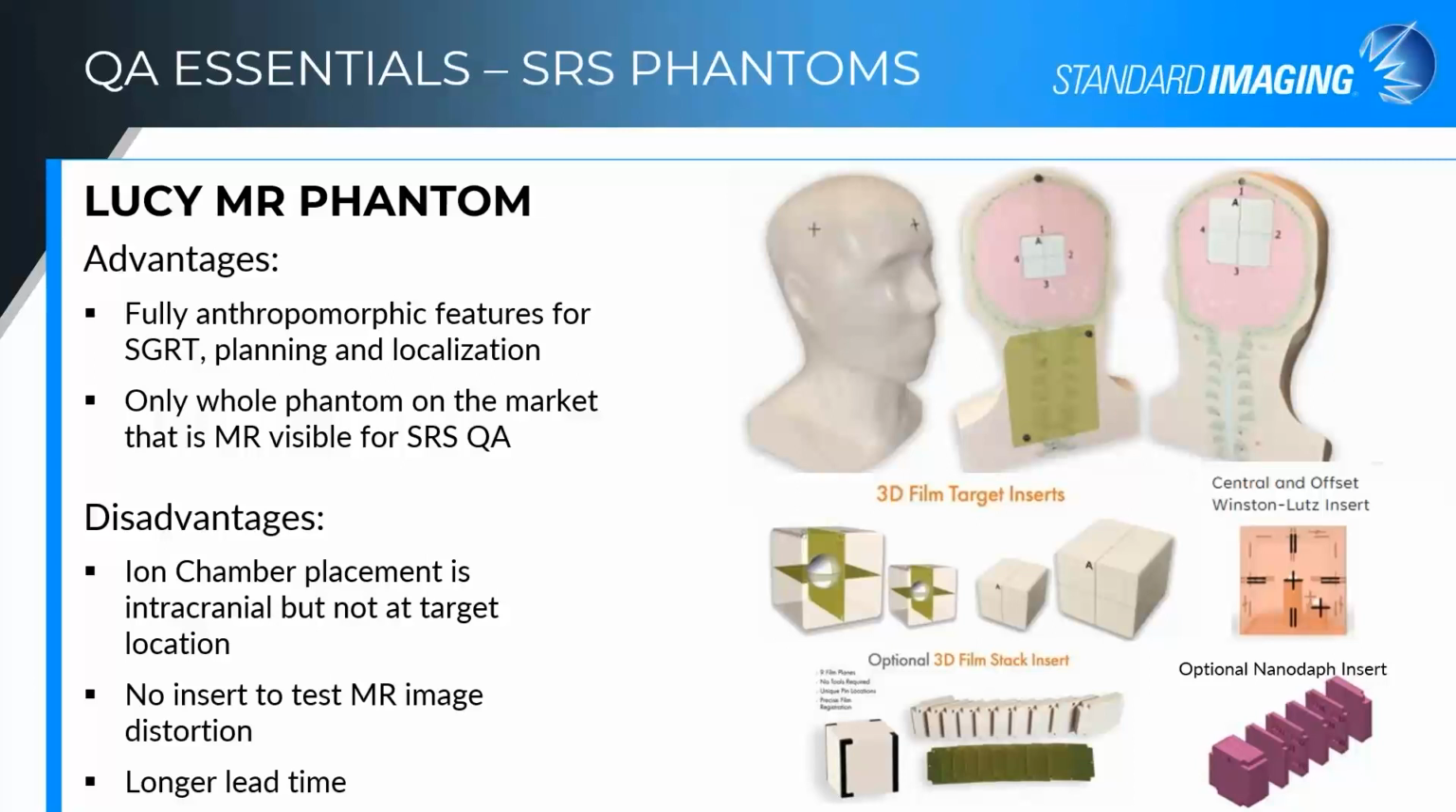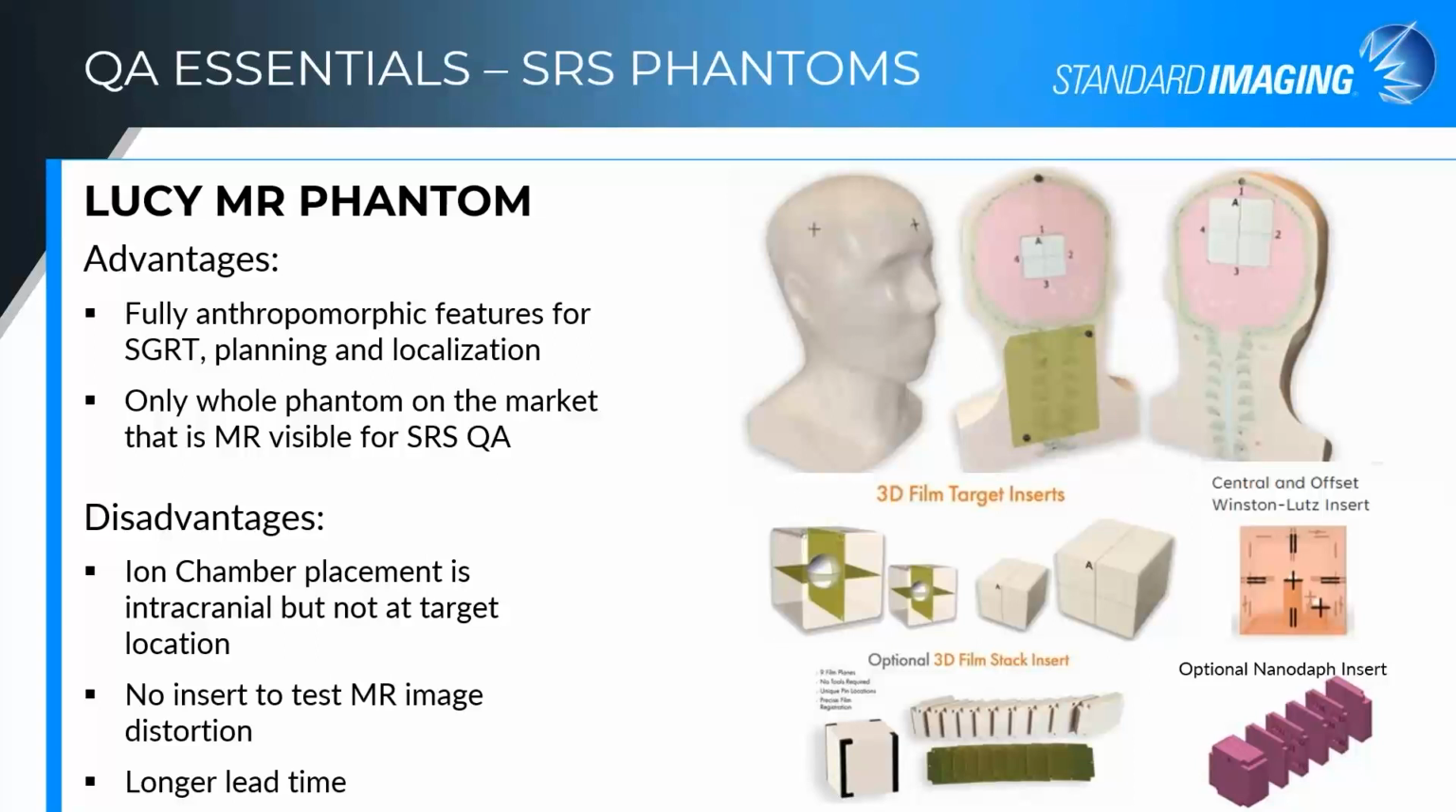We do offer a couple of other options with this. We have a 3D film stack insert, which I believe accommodates 9 films. I think that's right. Yep. And then we also have the nano DAF insert. If you're using nano dots, that's certainly something you can do. And again, throughout the volume, not just on a single plane, you can place those nano dots.